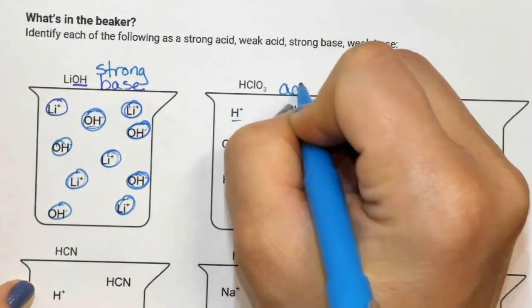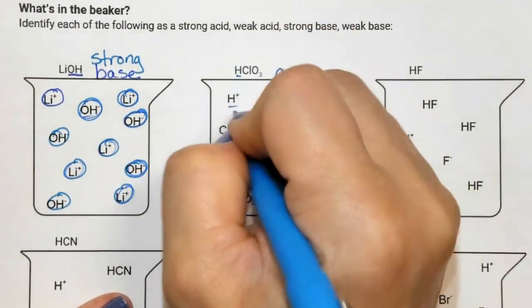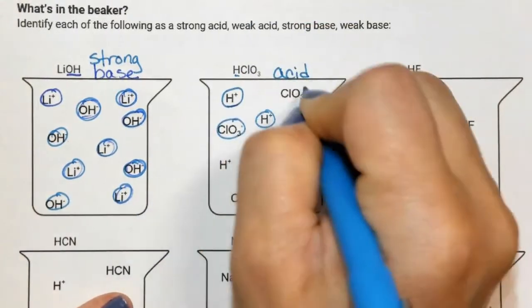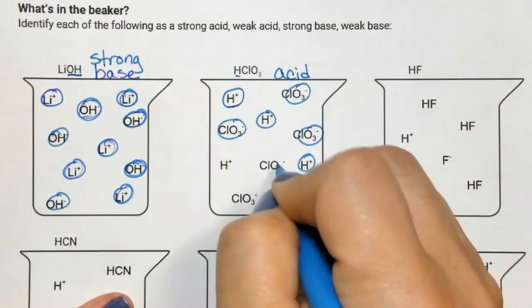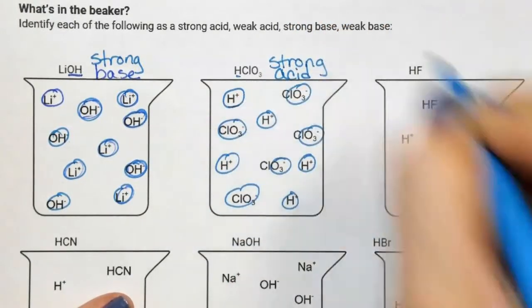Next, I'm going to look in this beaker, and you see how we have an H+? That's how we know this beaker contains an acid. Also, all acids start with hydrogen. Notice that everything with a positive or a negative charge, I'm circling, and since I'm circling everything in the beaker, that makes this a strong acid.